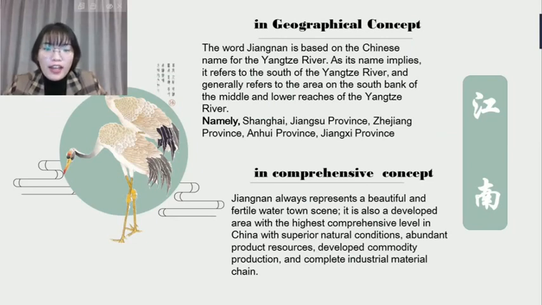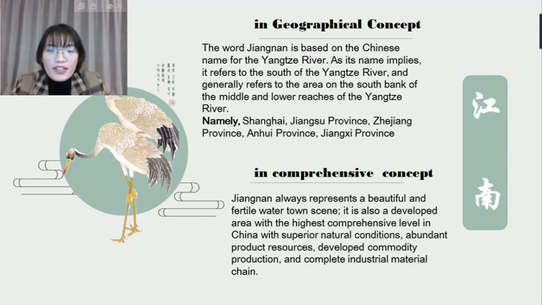Jiangnan is a geographic area of China. Under different circumstances in fields of culture, geography, climate, etc., the scope, concepts, and definitions of Jiangnan are different. In geographical concept, the word Jiangnan is based on the Chinese name of the Yangtze River. As its name implies, it refers to the south of the Yangtze River and generally refers to the area on the south bank of the middle and lower reaches of the Yangtze River. Namely, the areas are cities like Shanghai and provinces like Jiangsu Province, Zhejiang Province, Anhui Province, and Jiangxi Province.